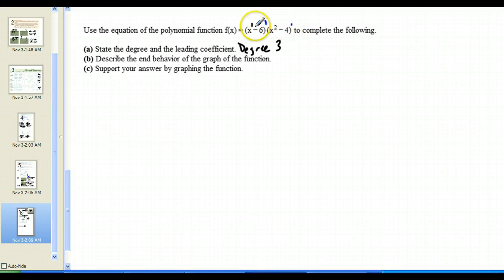Alright, and then you add those two things together. So this is just an x to the first, alright, and an x squared. So I take the 1 and I add the 2 and I get 3. Okay, so this is a degree 3 polynomial.